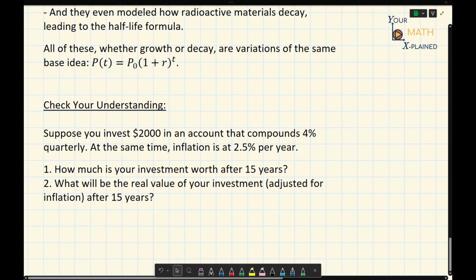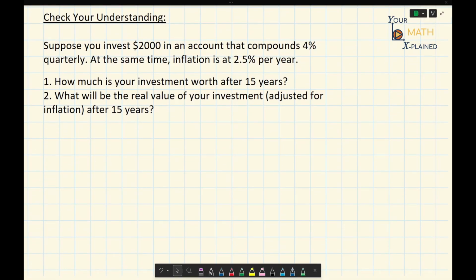And now it is your turn to give this a try. Suppose you invest $2,000 into an account that compounds at 4% quarterly, meaning 4 times a year. But at the same time, inflation is 2.5% per year. So how much money is your investment worth after 15 years? And what will be the real value of your investment, meaning adjusted for inflation, after 15 years?